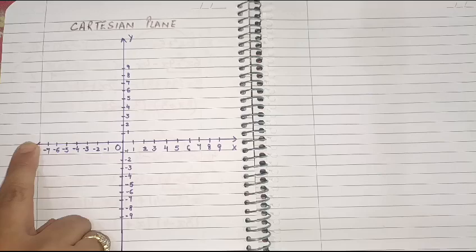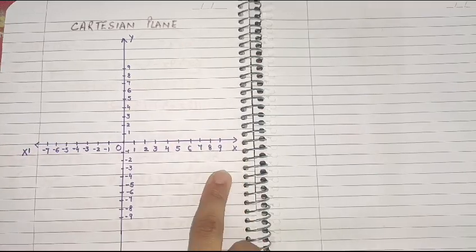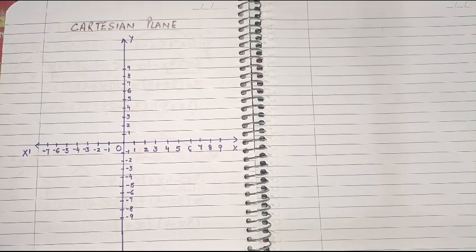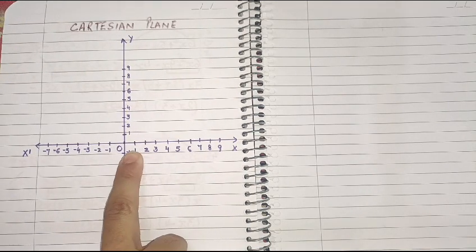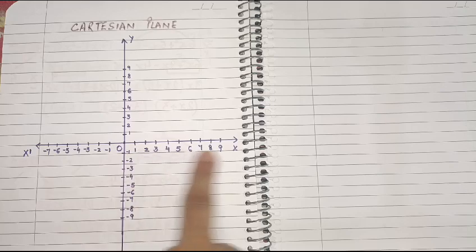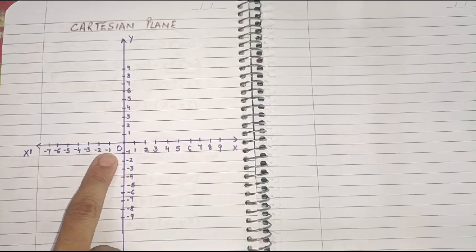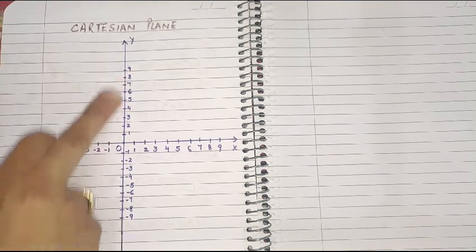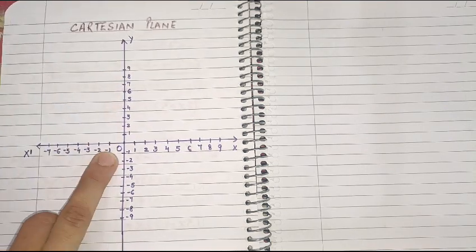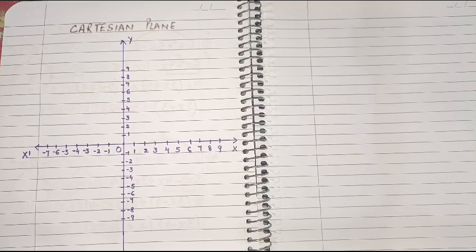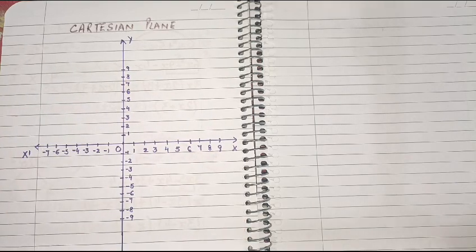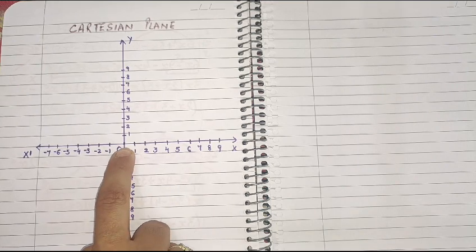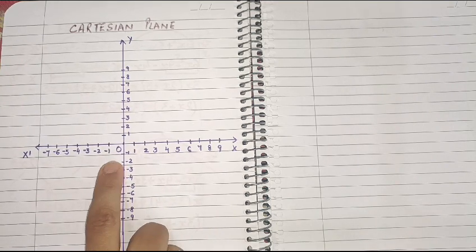Now this horizontal line is called the x-axis, and this vertical line is called the y-axis. All the positive numbers of the x-axis are written here and the negative numbers of the x-axis are written on this side. Same way, positive numbers of the y-axis are on the top and the negative numbers of the y-axis are at the bottom. So this is called a Cartesian plane, and this point which we always say is the origin is always denoted as O.